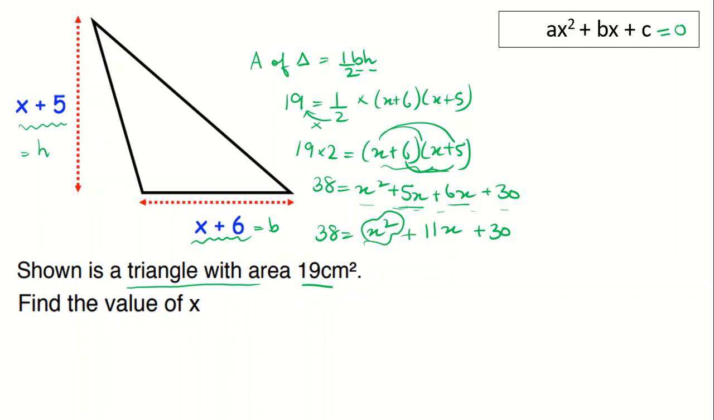And for that, you got to take your 38 to the other side. So when I take my 38 to the other side, 38 is positive here, turns to the other side, becomes negative. So it's x squared plus 11x plus 30, and then I take my 38 there, so minus 38. Now again, x squared and 11x stay the way they are, and then 30 minus 38 is negative 8. Now this is my final quadratic equation, x squared plus 11x minus 8.